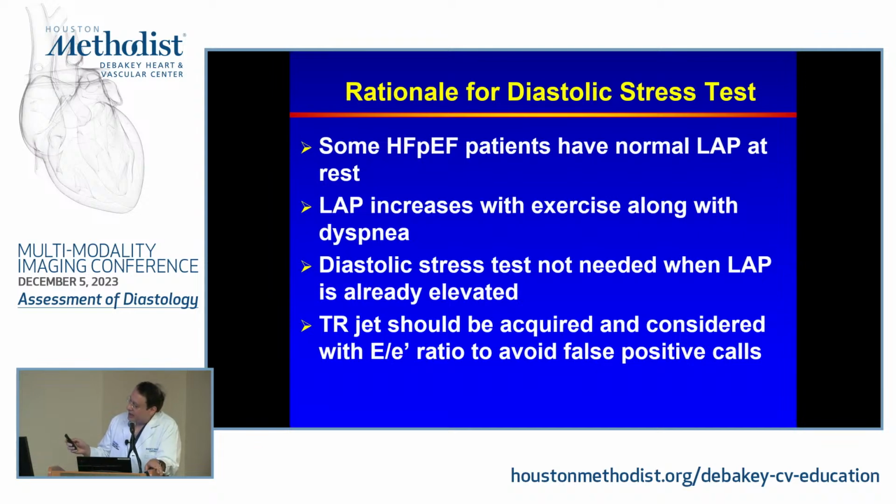So we do not recommend diastolic stress test for these cases. We like to acquire the TR jet in addition to the E to E prime ratio. Why? Because up to 30% of patients with normal LAP with exercise can have a ratio that is increased, but the real wedge pressure is not elevated. To avoid these false positive calls, we want to see that E to E prime goes up along with the TR peak velocity.